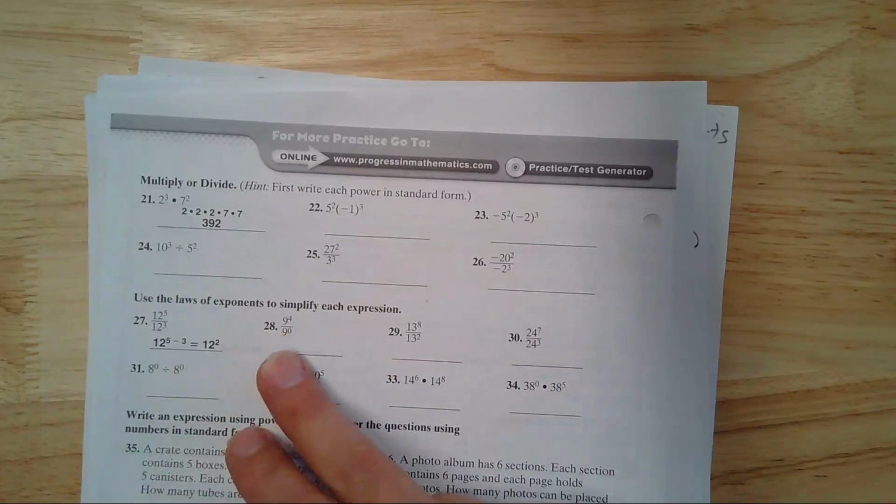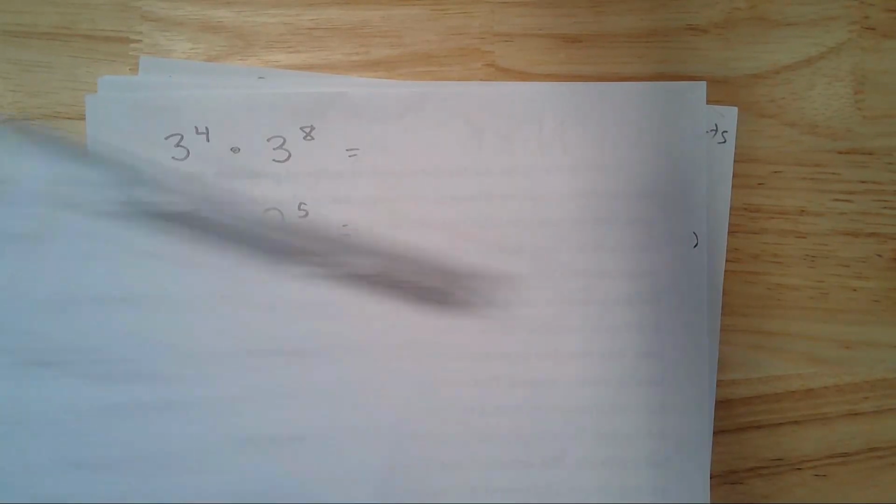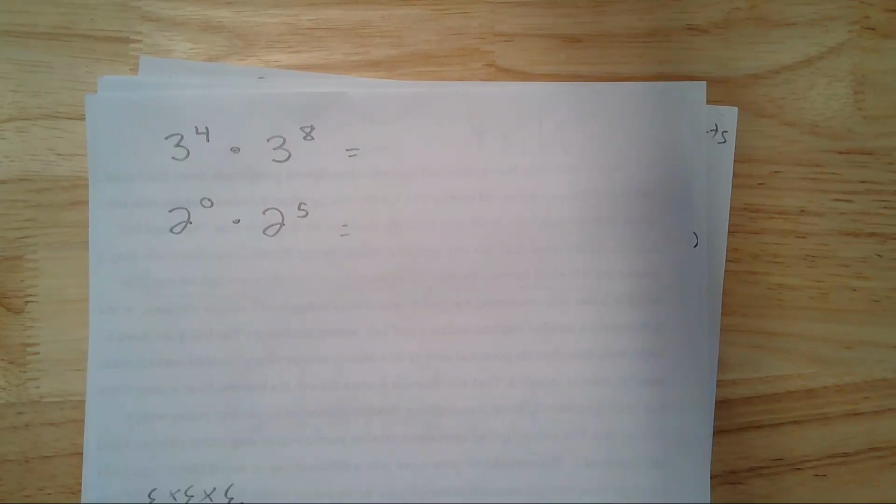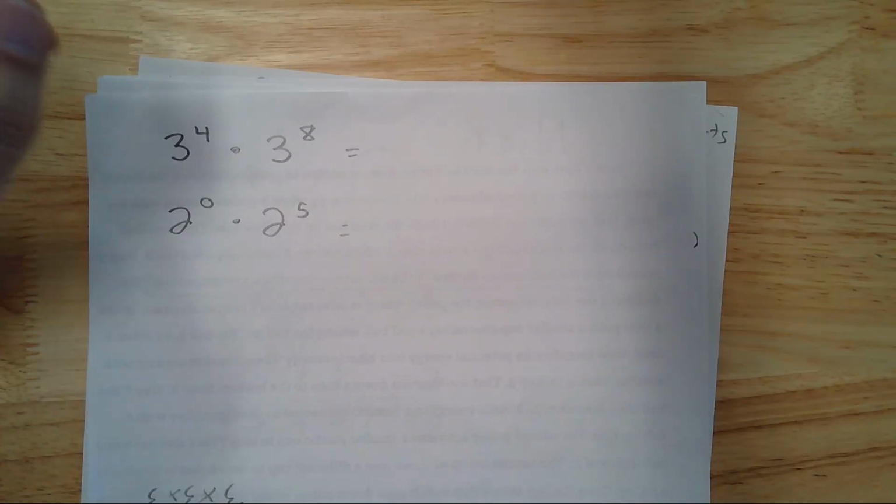You do not need to solve these, but write your answer in exponential form. The way the directions say to do this is use the laws of exponents to simplify each expression. So I don't need an answer here. I just want 3 to the 4th times 3 to the 8th. Let's see what you can remember. What am I looking for here?